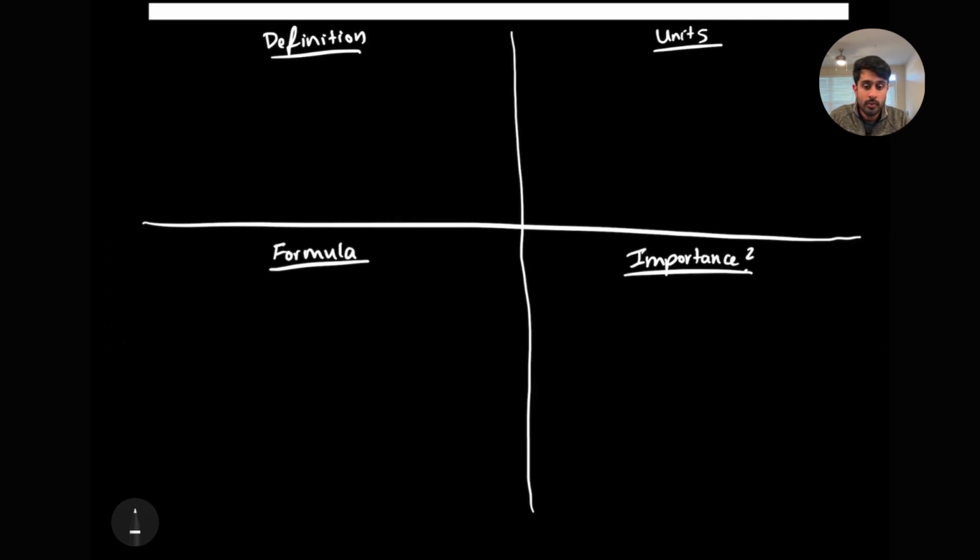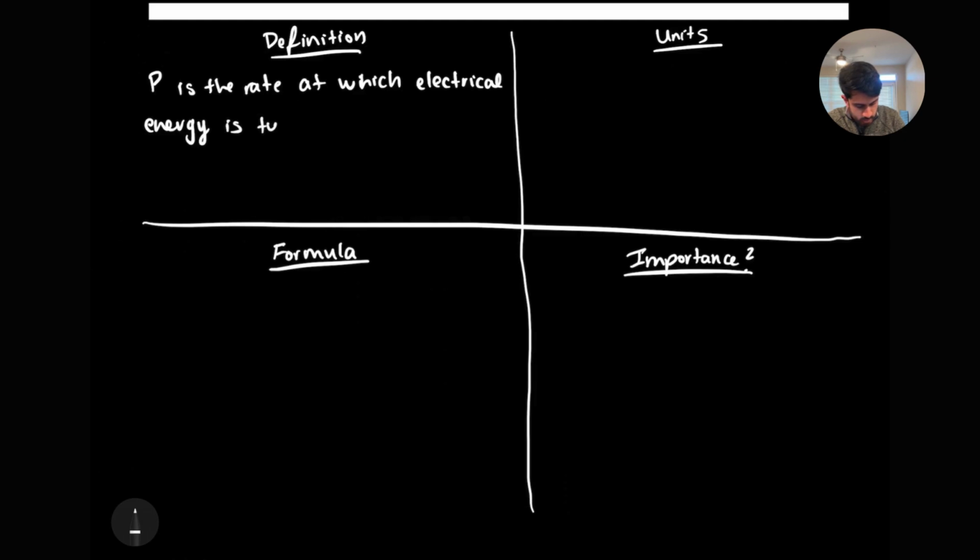So let's go over what the real definition of electric power is and understand what it really entails when we're looking to design for it. So electrical power, we normally call that P, is the rate at which electrical energy is turned into heat, light, motion, etc.